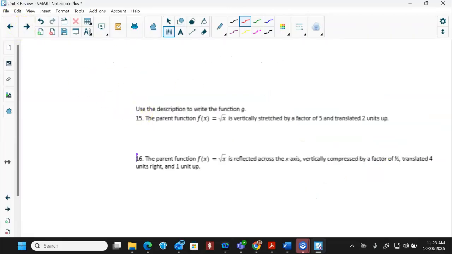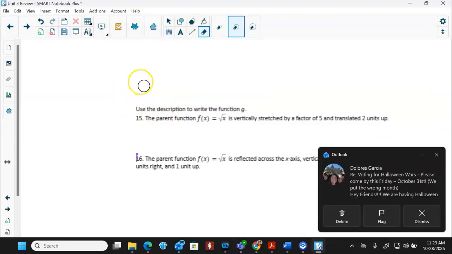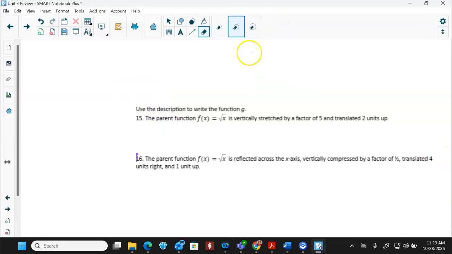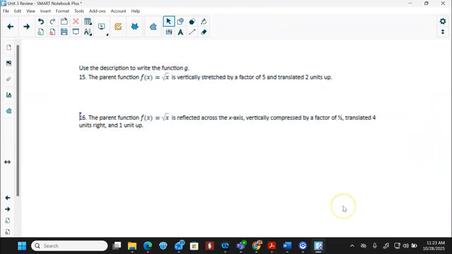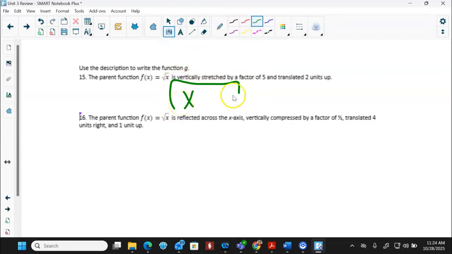All right, now question 15. Question 15, again, talks about writing what the function will be after transformation. So remember that this is a radical square root function. So we're going to start with the square root of x. That's what it starts with.